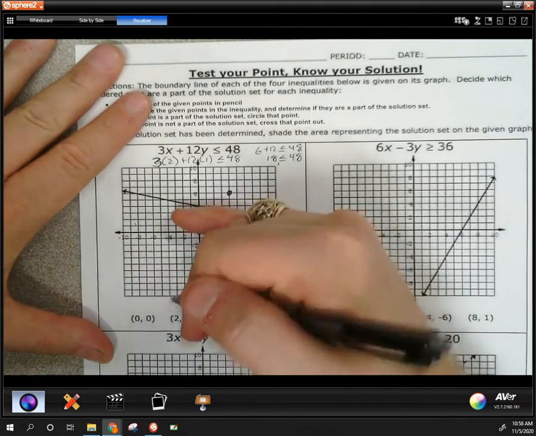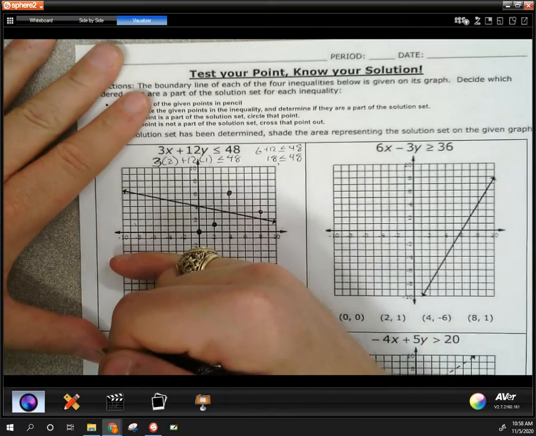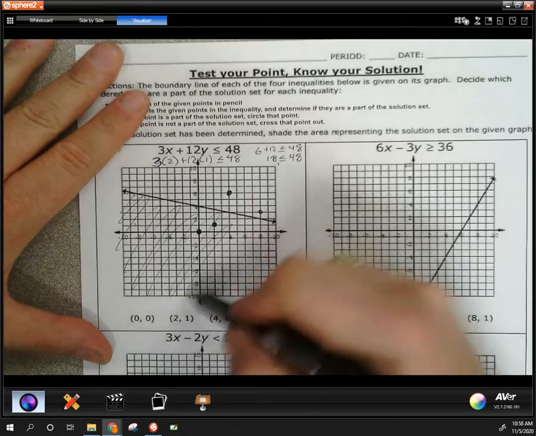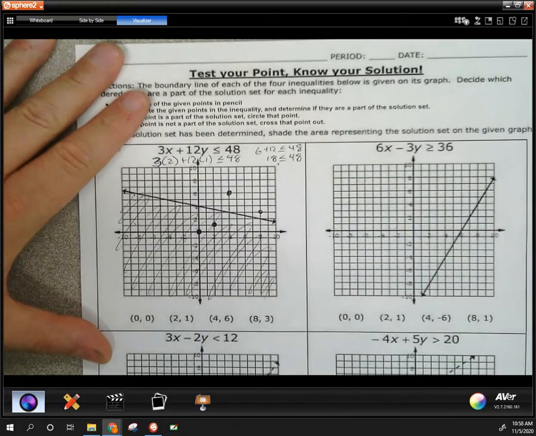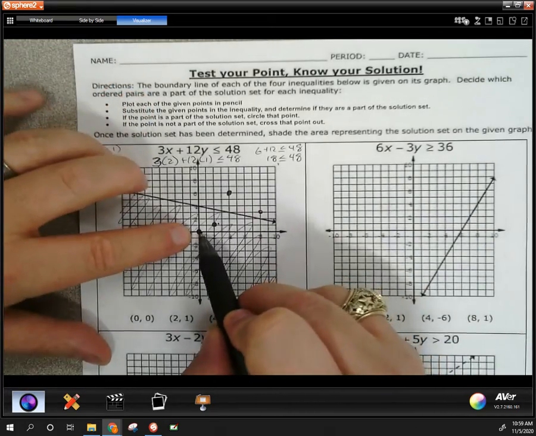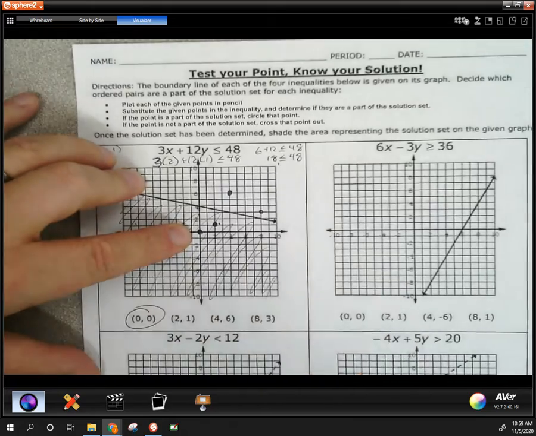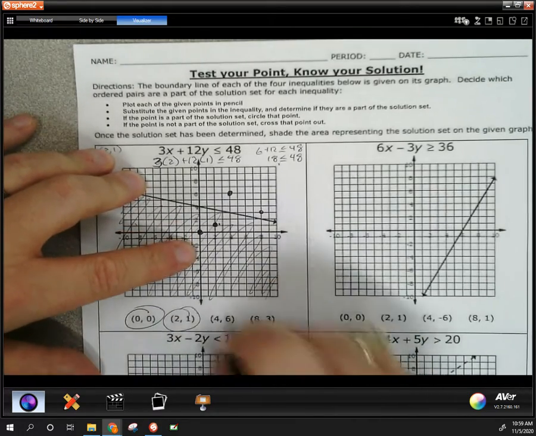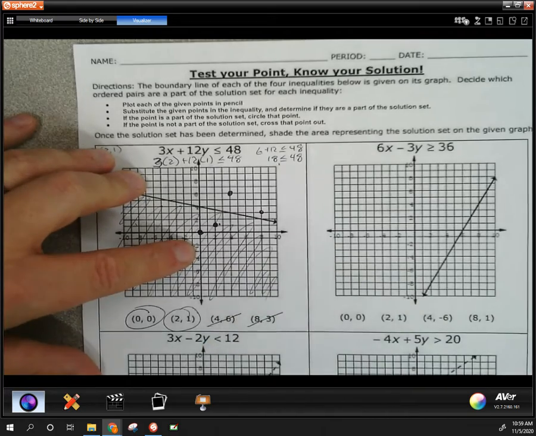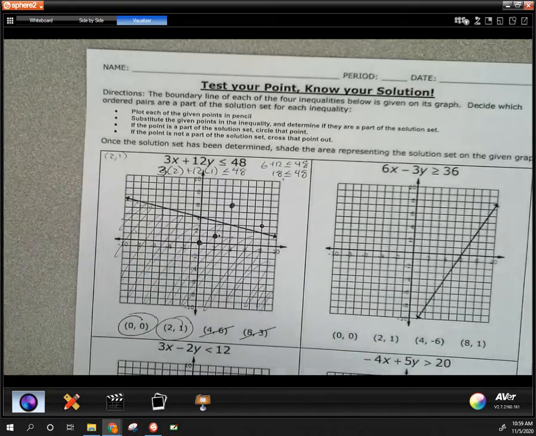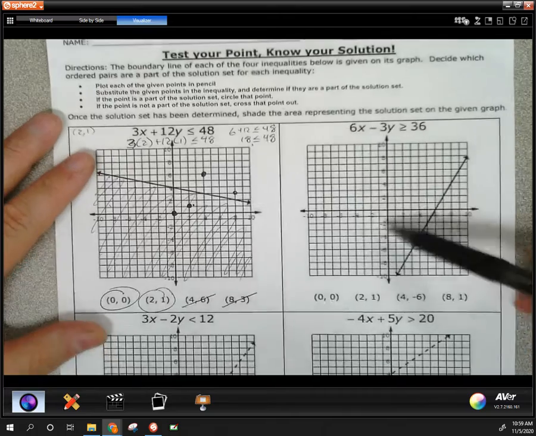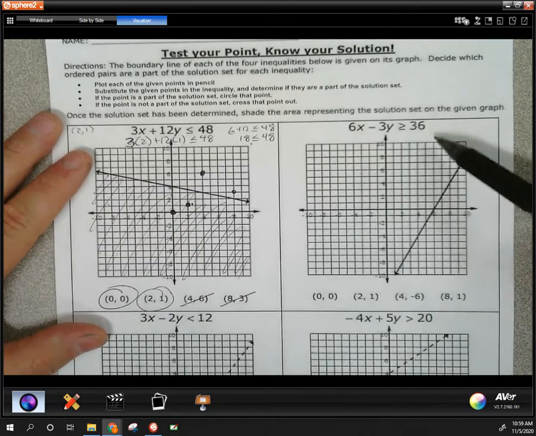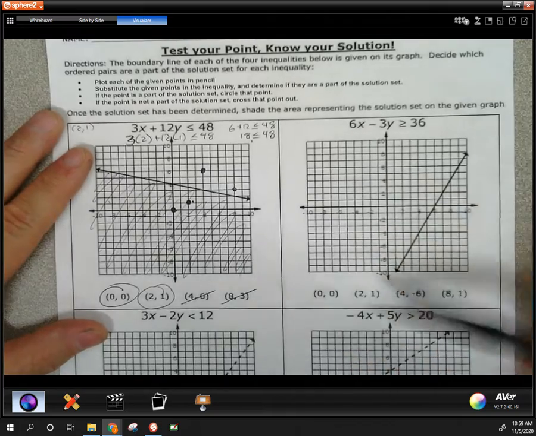So this side of the graph of the line should be shaded. So I will shade that. And these 2 points, 0, 0, that's in the solution set. It's in the shaded area. 2, 1 also is. 4, 6, and 8, 3 are not. And that's what you do. So now we just go through, pick a point, plug it in, see if it ends up being true or not, just like we did here for the rest of them.